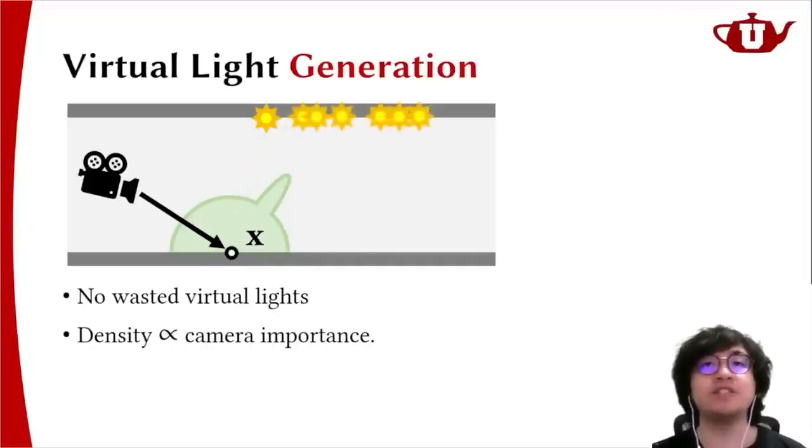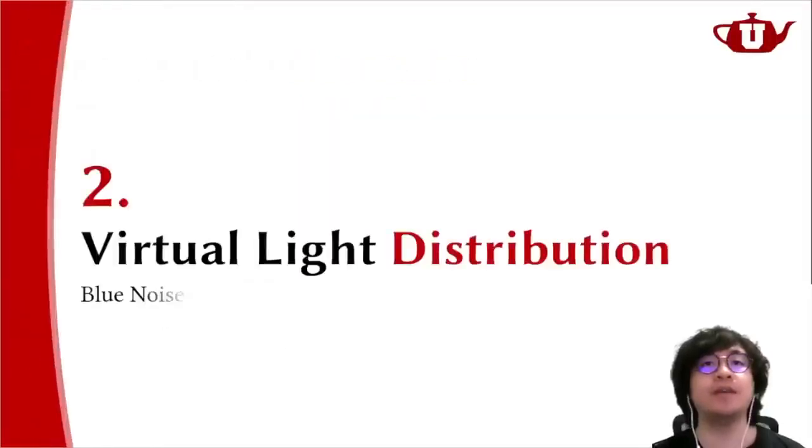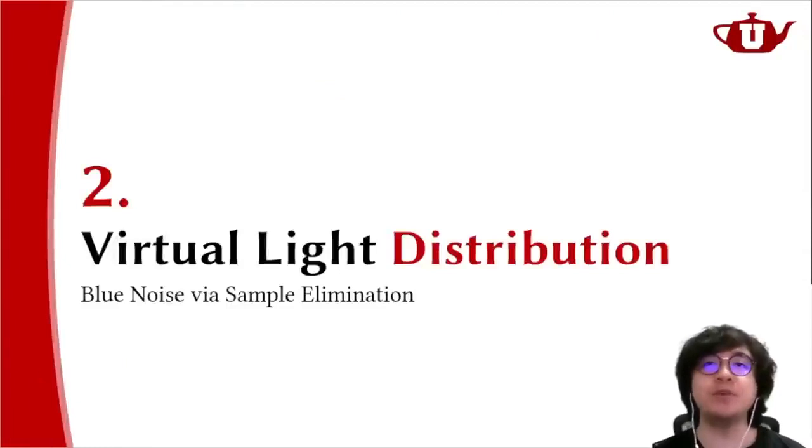The virtual lights we generate this way from a random distribution. Yet, these are not the final virtual lights. They are all the initial candidate positions. Next, we improve the distribution of our virtual lights to achieve a blue noise distribution using sample elimination.